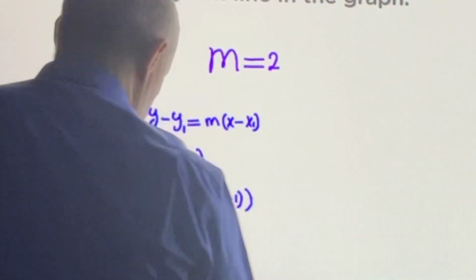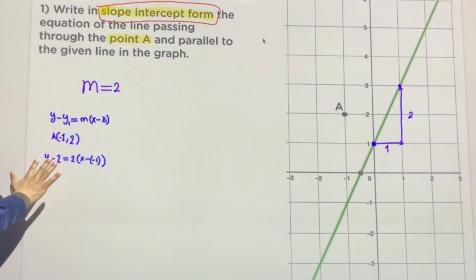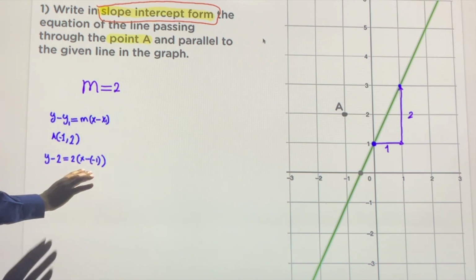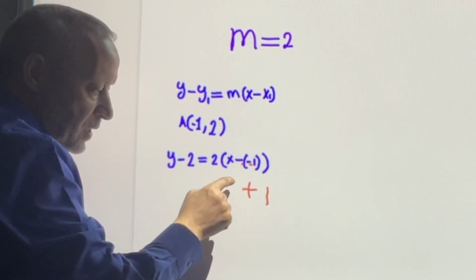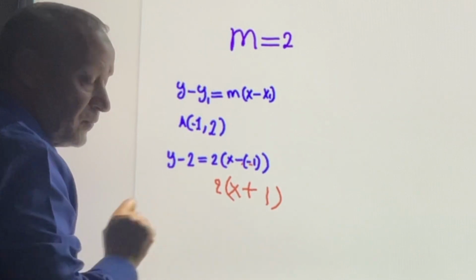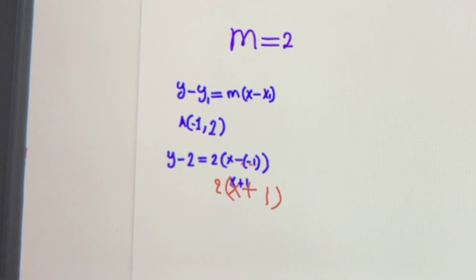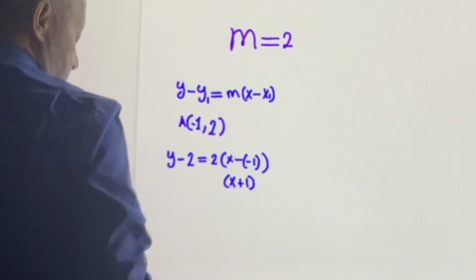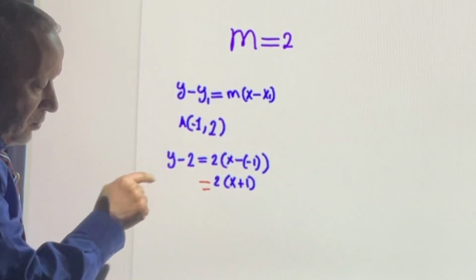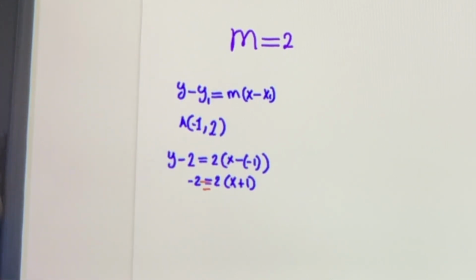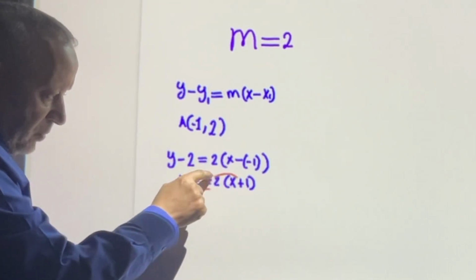Now we need just to simplify this because we have to put it in slope-intercept form. We cannot leave it like this. This is not slope-intercept form. So we multiply this minus with this minus, we get plus. So it becomes plus 1. And then write everything here, y minus 2. Now, we need to multiply these two over the bracket.